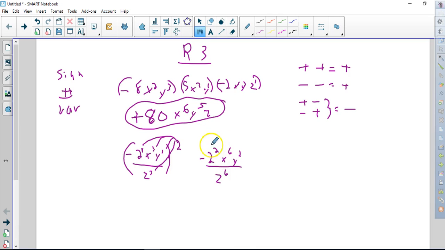And now the only thing I want to do is simplify this. Negative 2 squared is 4. So I end up with 4x to the 6th, y squared, over z to the 6th. And that's my final answer.